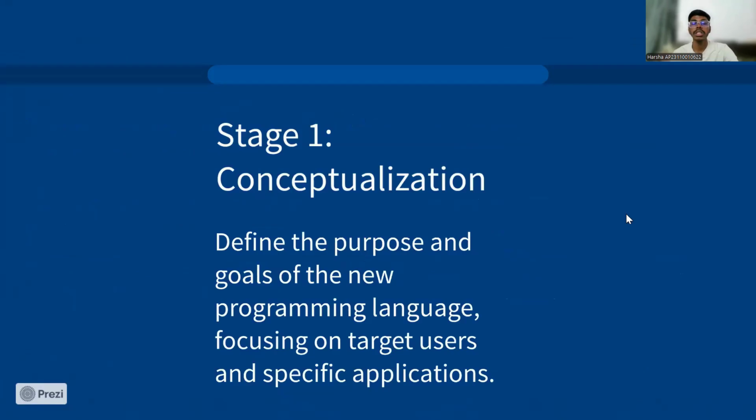The first stage is conceptualization. Here, we define the purpose and the goals of the new programming language, focusing on the target users and specific applications. We decide why the language is needed and focus on target users like students, developers, etc. And the purpose is like AI, web, system programming. Example, Python is easy for beginners, and the C language is a system level programming language. So stage one, conceptualization, defines the goal of the language.